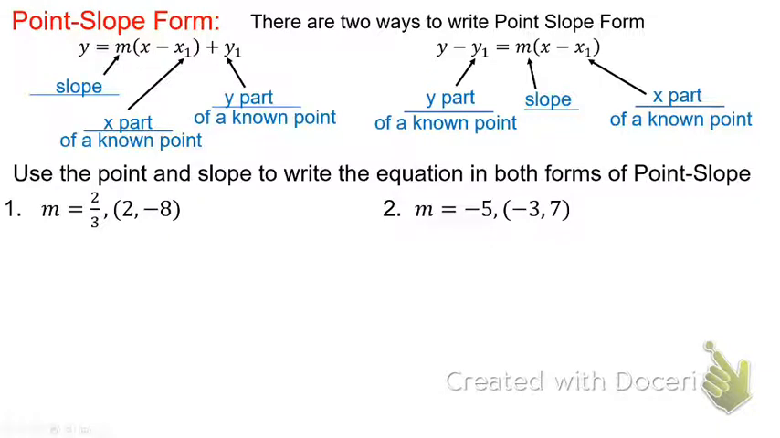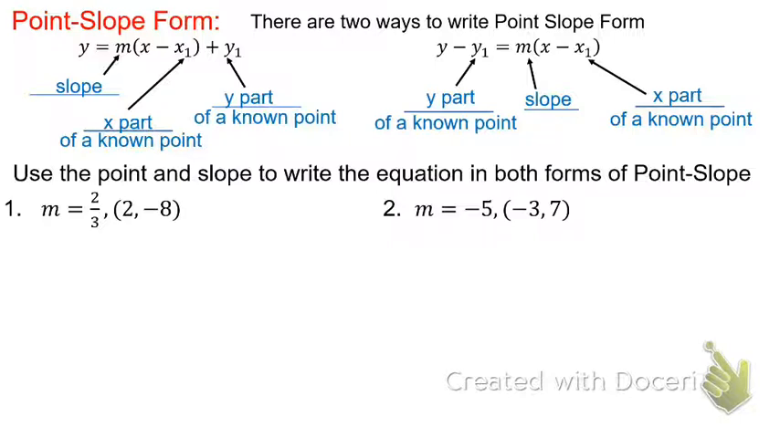Here, in the examples, I have a set of information. I'm told that the slope of a line is 2/3, and it passes through the point (2, -8). And I want to write it in point-slope form. Now we're going to ask that you write both methods of point-slope. We're going to start with the form on the left, and then we'll also write it as the other form on the right. All right, let's do this.